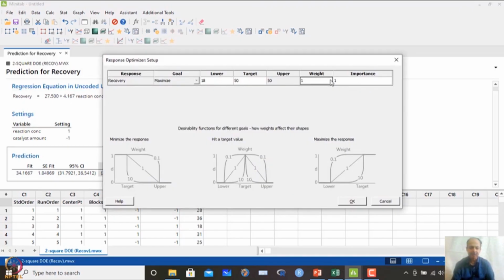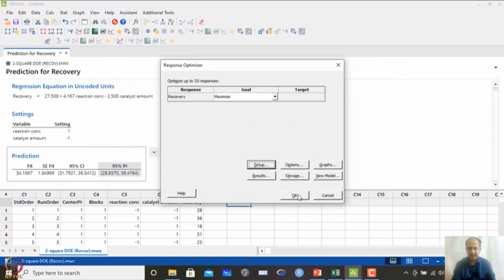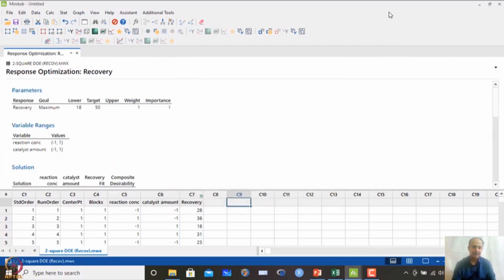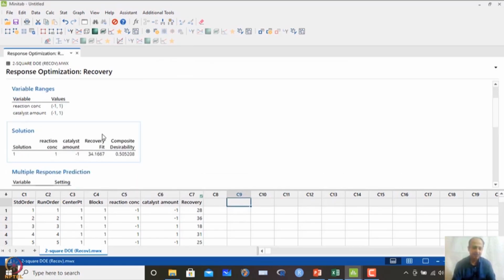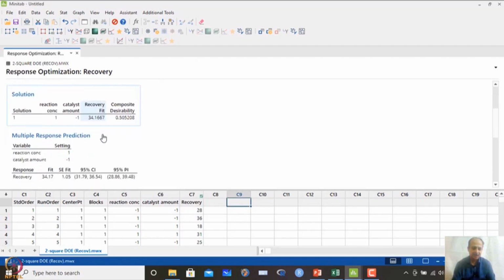So, we are putting all the weightage and importance on this recovery over here. In this case I will click OK, and let us see what happens with this combination. MINITAB is recommending reaction concentration as 1, the same as we interpreted earlier; solution 1 is mentioned.